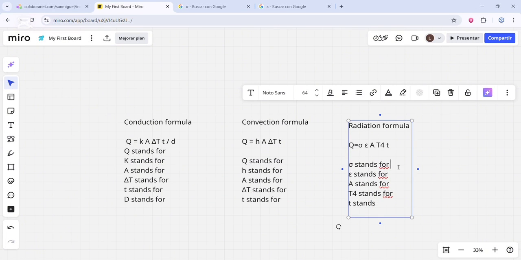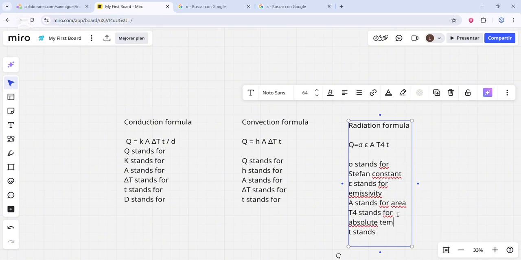Now, in here we have the three formulas for conduction, convection, and radiation. Now I'll explain what the letters mean. So, sigma stands for the Stefan constant. Epsilon stands for emissivity. A stands for area. T^4 stands for absolute temperature. And t stands for time.